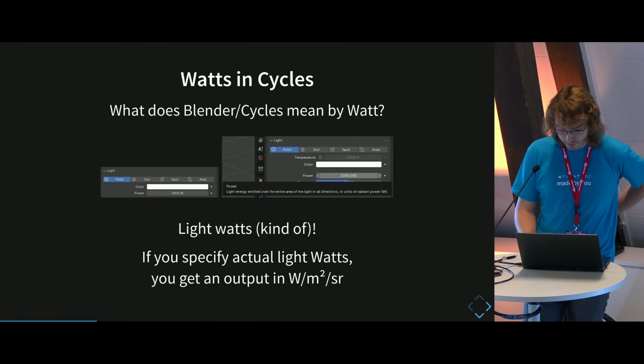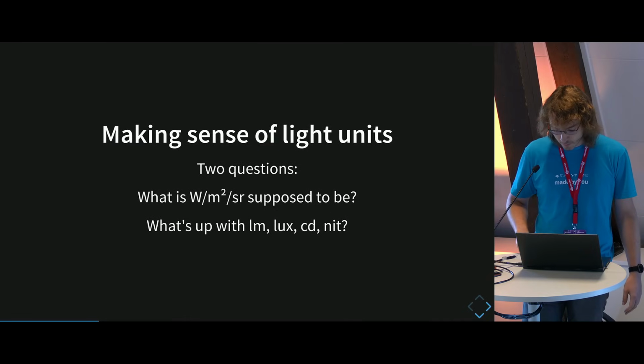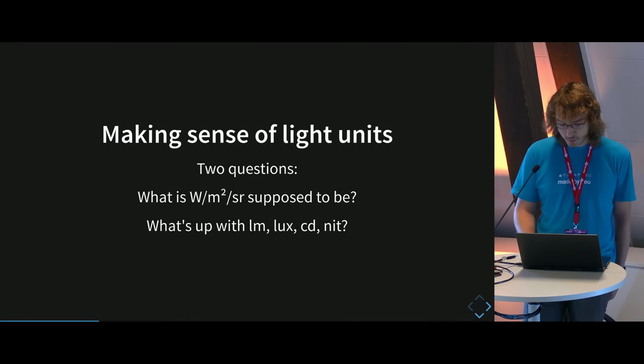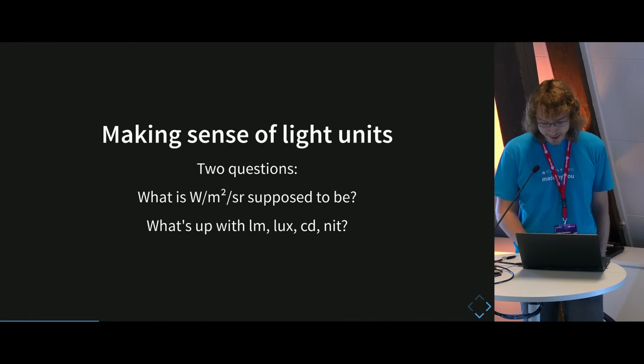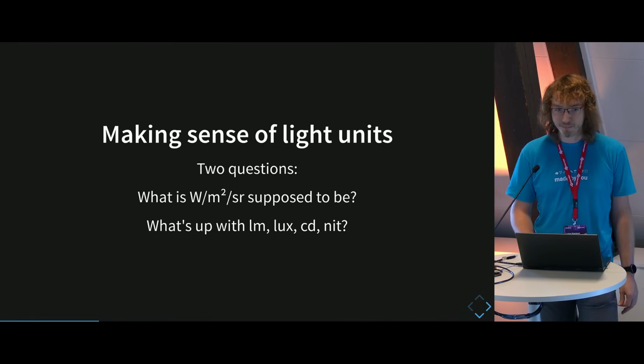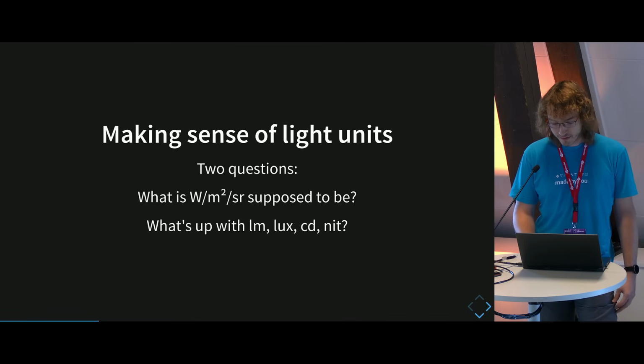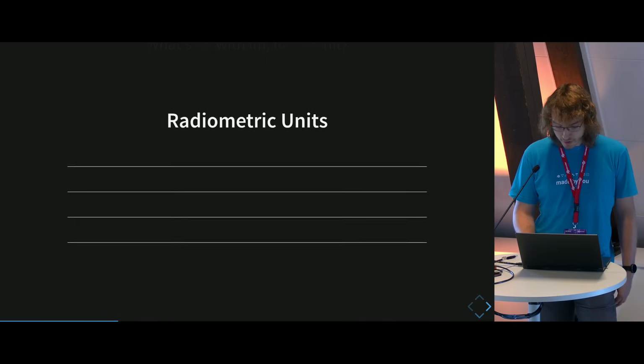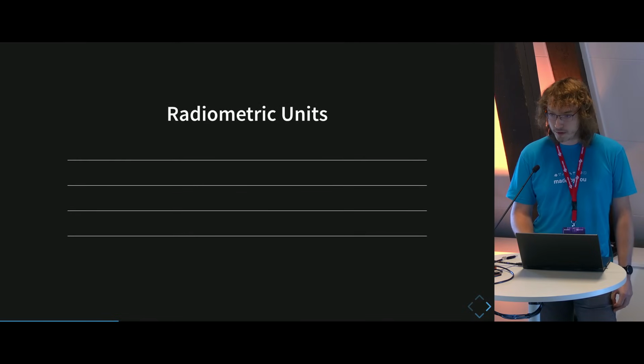So how can we make some sense of this? With this unit topic, there's two questions now. What on earth is a watt per square meter per steradian? And second, if you actually look at lights, there's all these other units. There's lumen, there's lux, there's candela, there's nit, and yeah, it's just kind of a mess. So what do these mean? Well, you can kind of think of a lamp just floating in a void somewhere, which is outputting light.